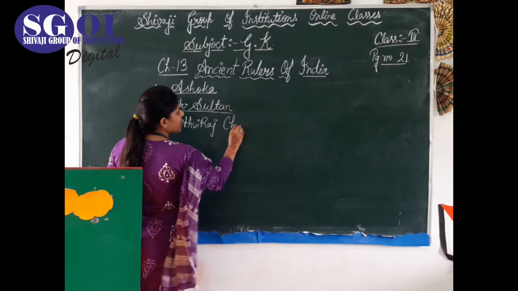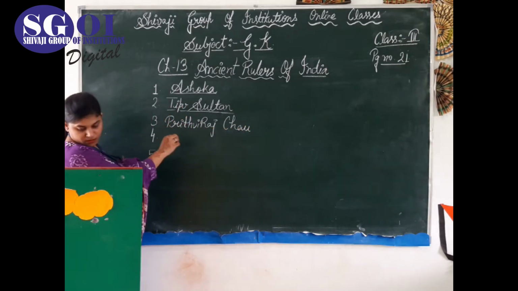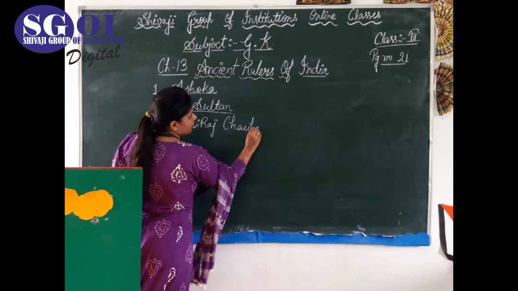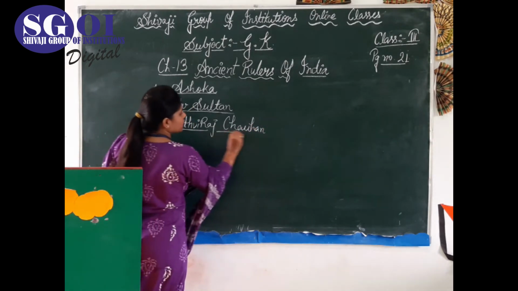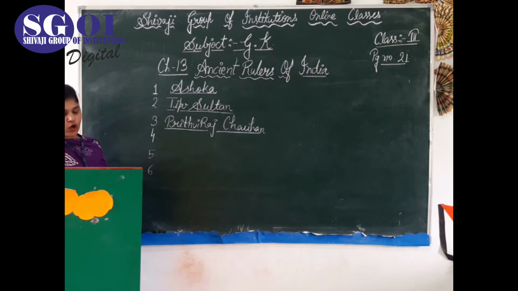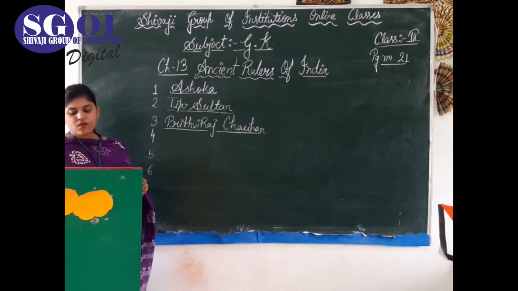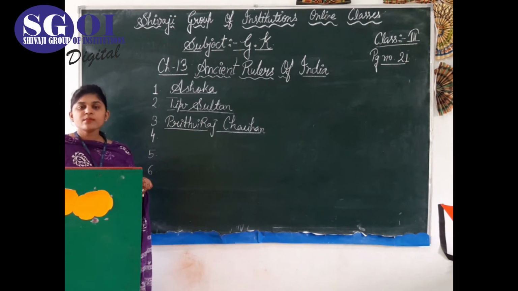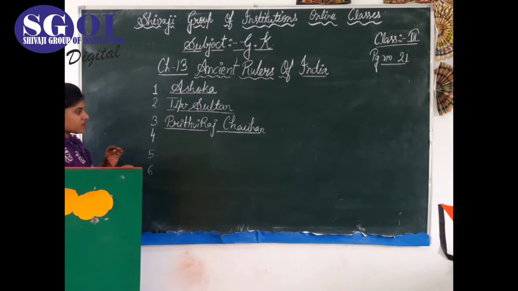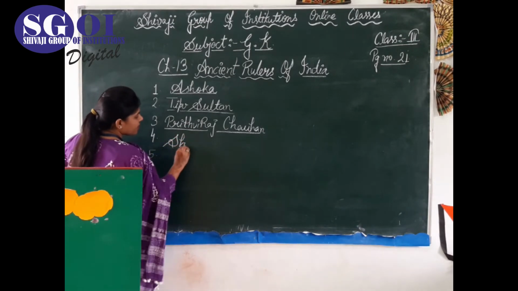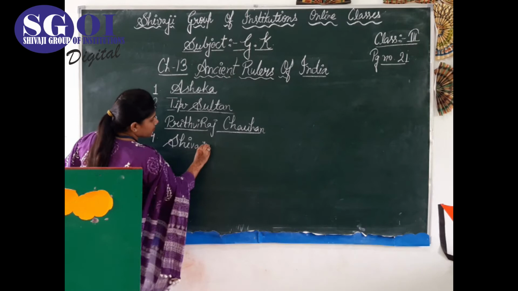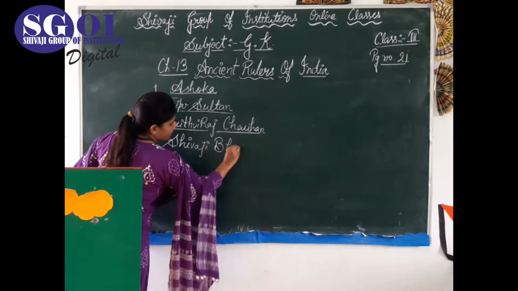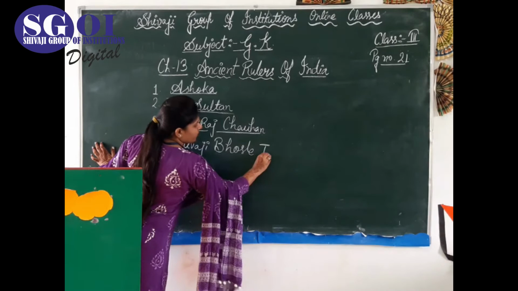Chauhan. Prithviraj Chauhan. And the fourth is he was the greatest ruler of Maratha and is remembered as Chhatrapati Maharaj. He is Shivaji Bhosle the first. So write here Shivaji Bhosle the first.